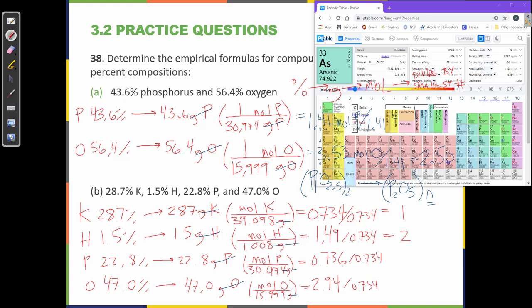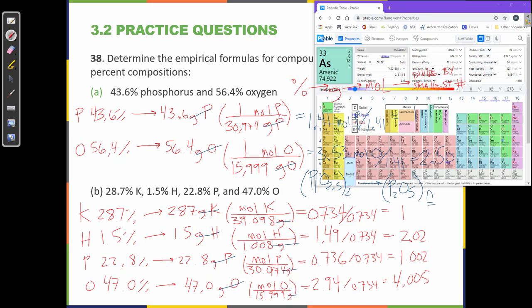1.49 divided by 0.734. Yeah, 2.02. So I'll write that in, 2.02. 0.736 divided by 0.734 equals 1.002. And 2.94 divided by 0.734 equals 4.005. So you can see these aren't exactly whole numbers. It's 1 exactly, and then 2.02, and then 1.002, and then 4.005.